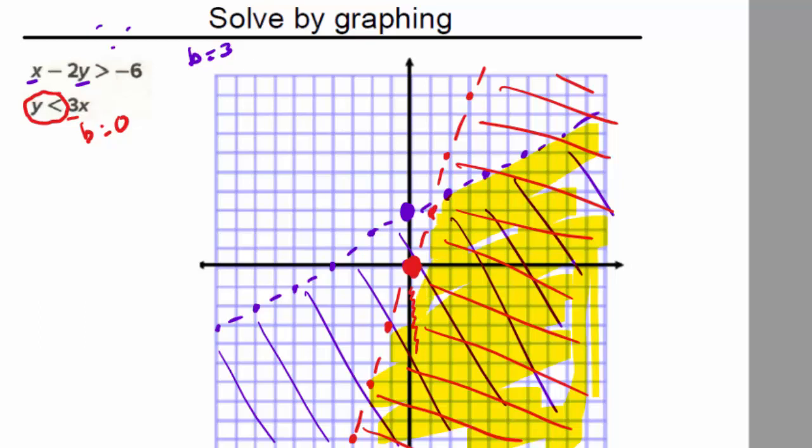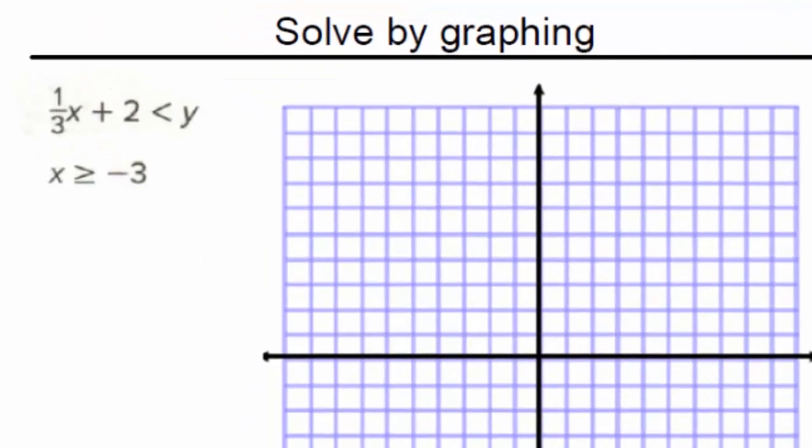And you want to keep in mind that since both lines are dashed, there are no points on the boundary lines themselves that are part of the solution. So everything's got to be out in that yellow area. All right, for our next one, we have another system.